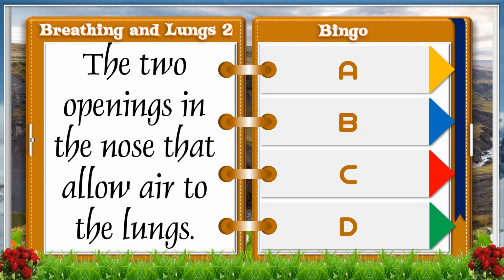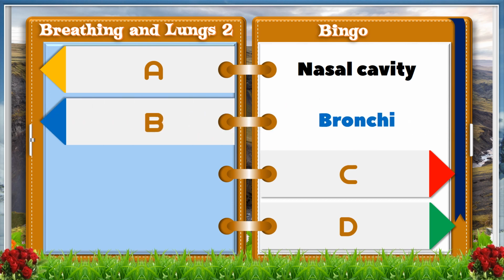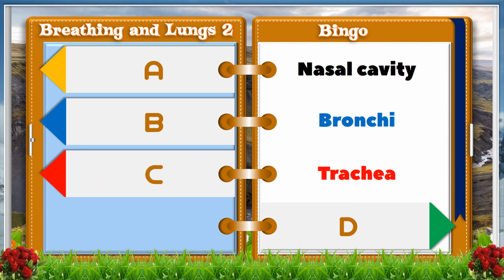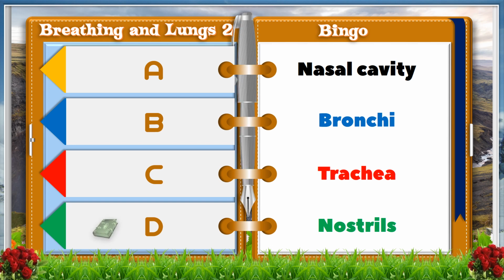The two openings in the nose that allow air to the lungs. A. Nasal cavity. B. Bronchi. C. Trachea. D. Nostrils. And the answer is D. Nostrils.